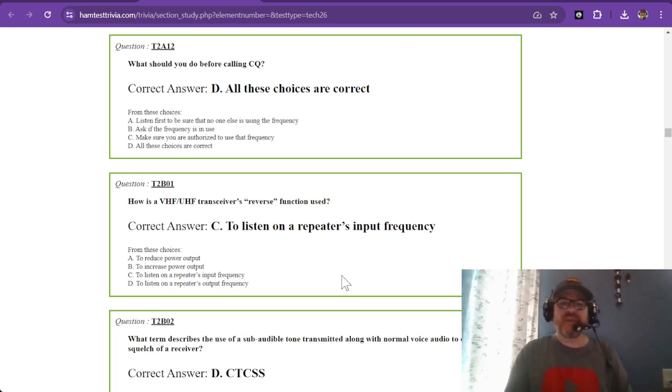So that's pretty much it for that Subelement Alpha. That's Element 2 of the Technician exam.